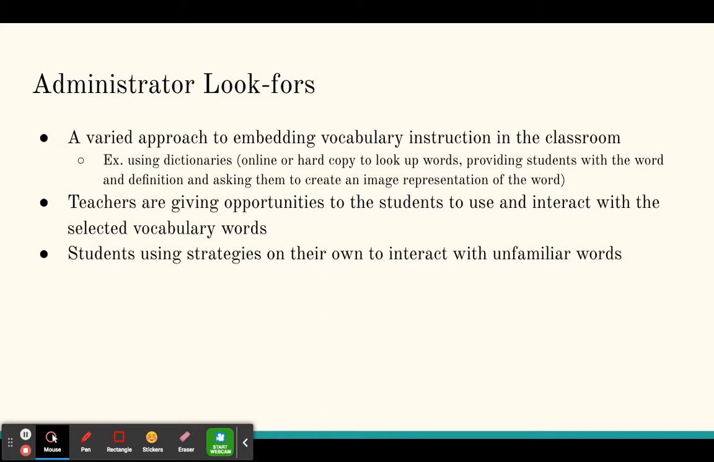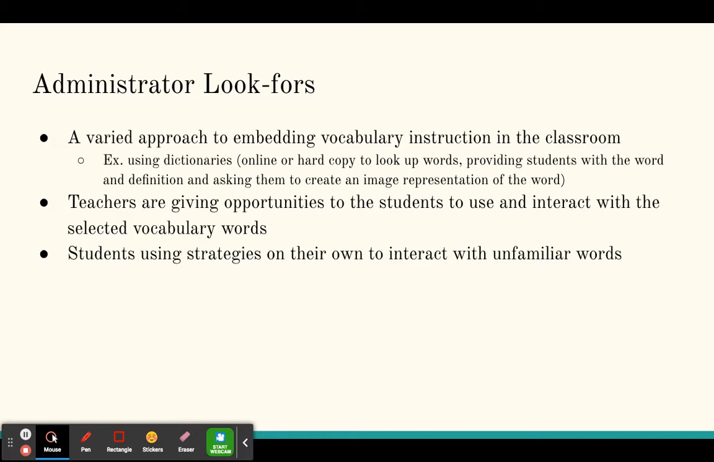And then you want to see that teachers are giving opportunities to the students to use and interact with them. So what that can look like is maybe seeing that the students are in discussion, the student is responding to the teacher's question using those vocabulary words that they have just learned, or talking to their peers in a think, pair, share type activity. They're sharing what they're learning with their peers using those vocabulary words.